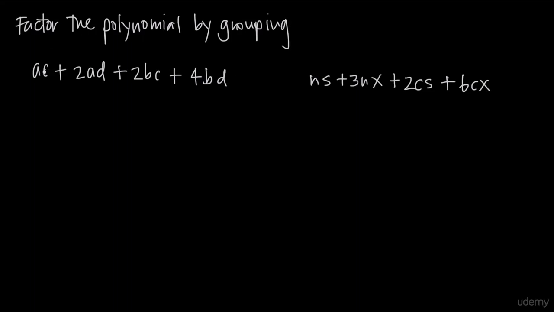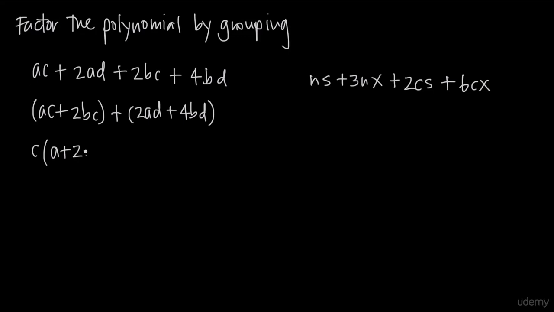How about we group together the first and the third term? So we'll say AC plus 2BC, and then we'll group together the second and the fourth term. So 2AD plus 4BD, like this. And we've just separated everything with parentheses. So we have the first group, AC plus 2BC. We have a C in common, so we can pull the C out in front. So C times the quantity A plus 2B, when we pull a C out of both terms.